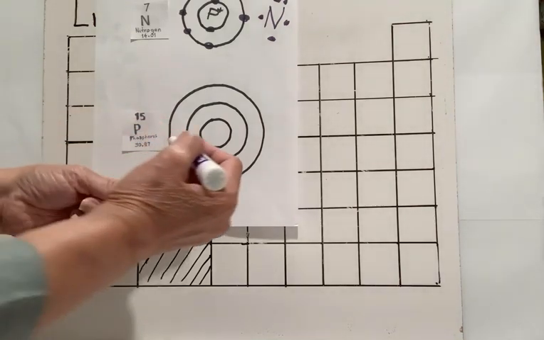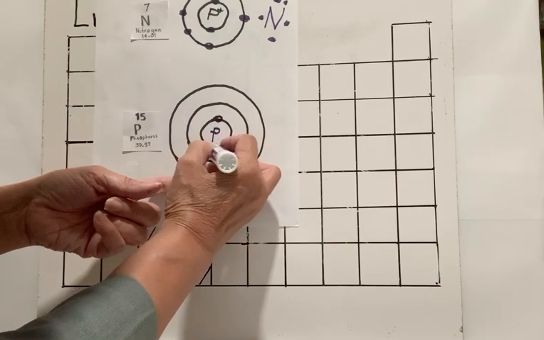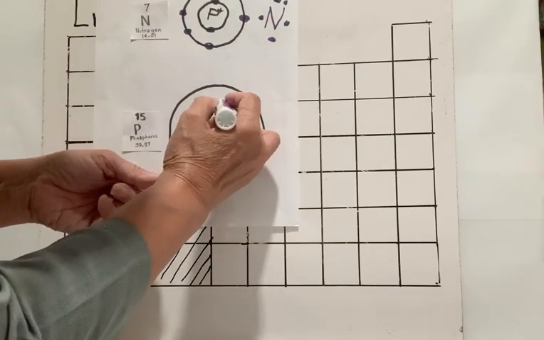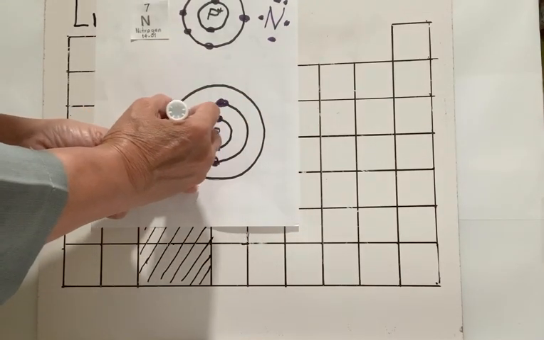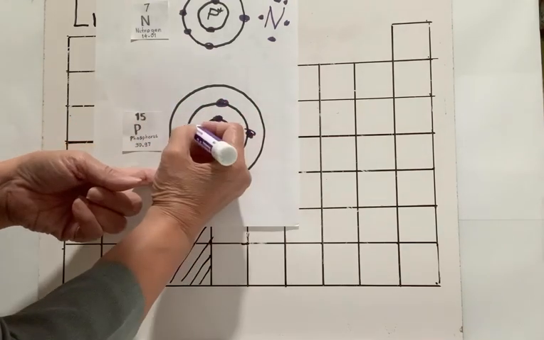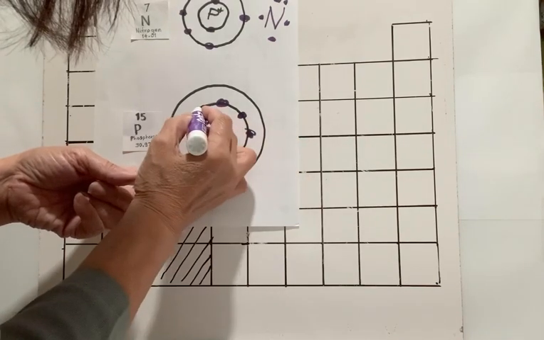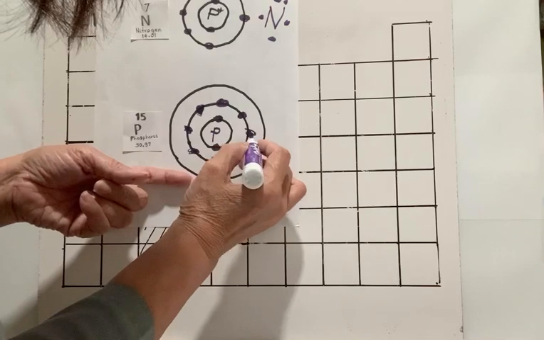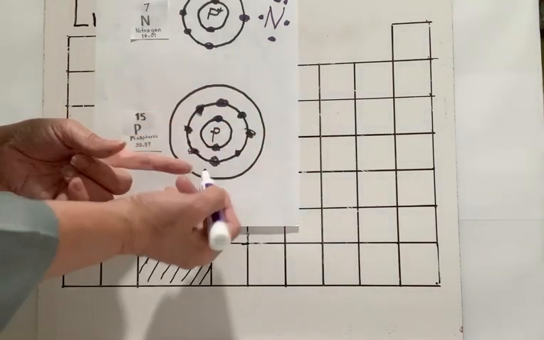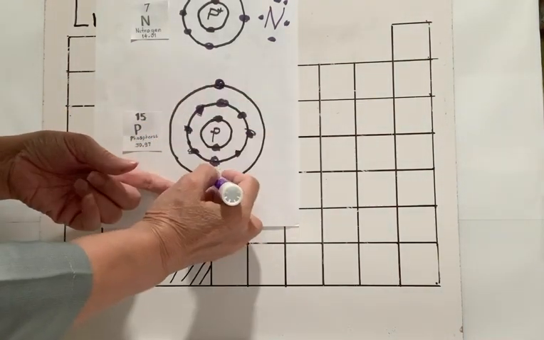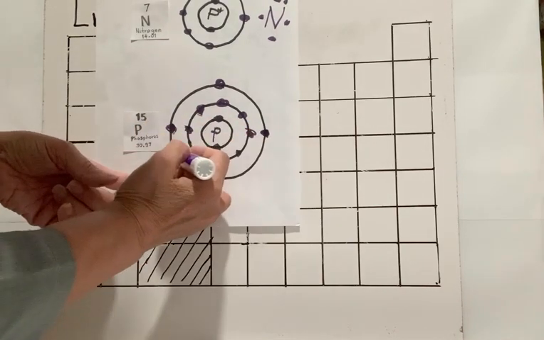So, to represent, again, these are the protons, and then we'll have the first 2 electrons on the first energy level. The second energy level contains 8: 1, 2, 3, 4, 5, 6, 7, and 8. Okay, so 2 plus 8, 10, 5 more. So where will it go? To the second energy level. 1, 2, 3, 4, then 5.